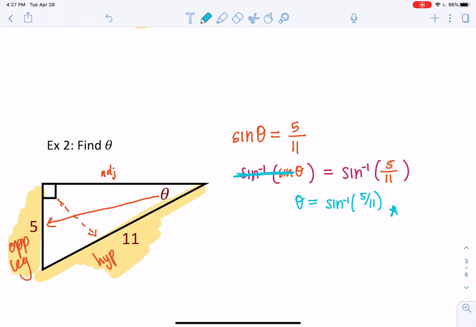Inverse sine, and then 5 divided by 11. Hit enter. You should get theta is equal to 27.035669 degrees.